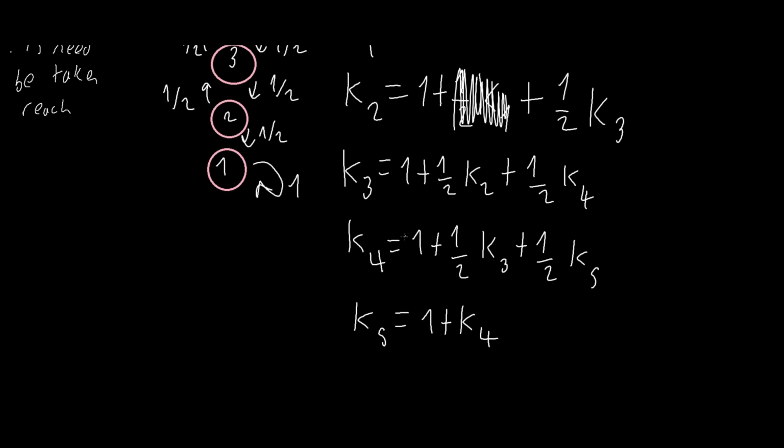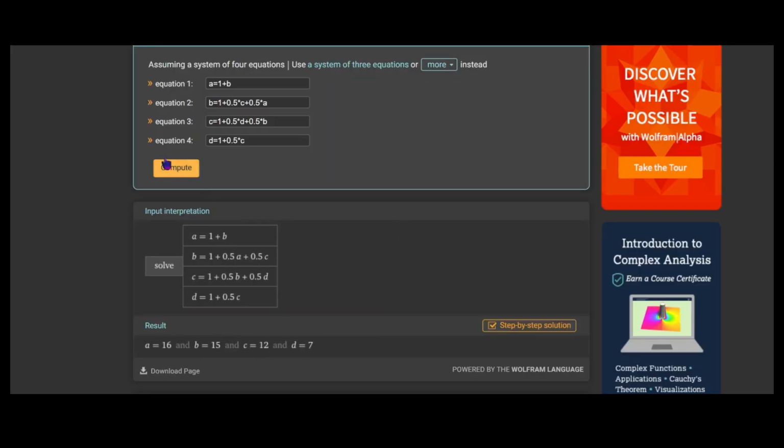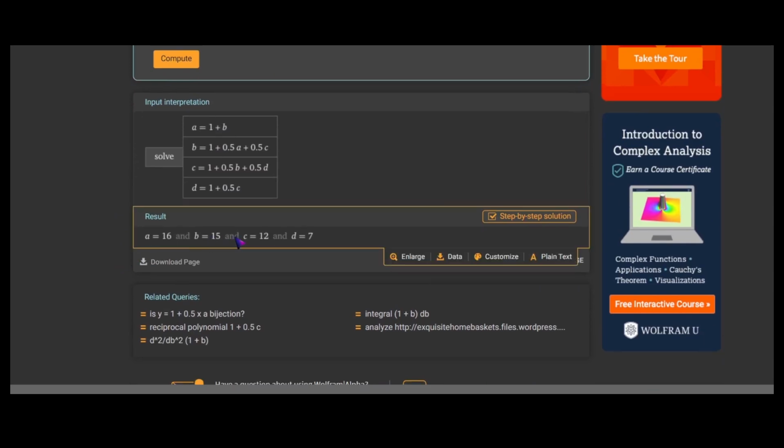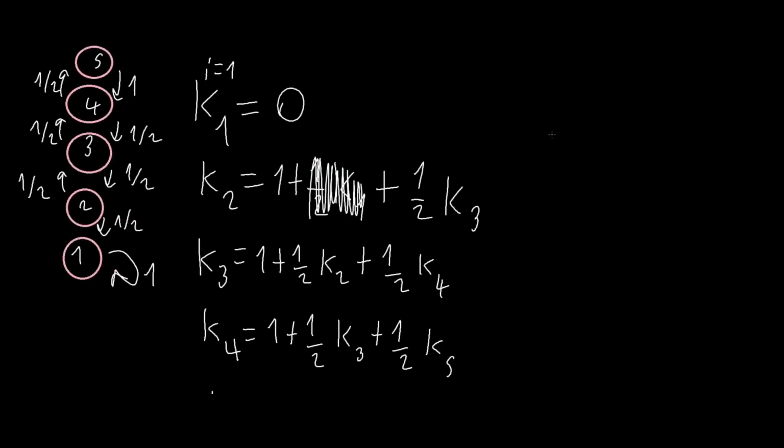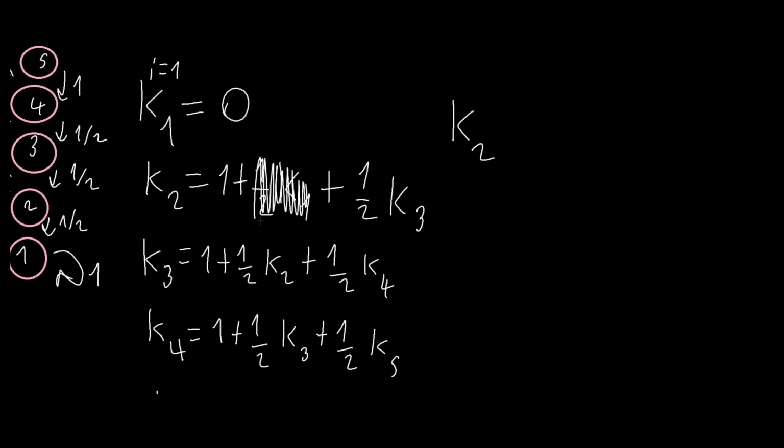Or we can just head into Google. And I entered my equations, as you can see. And it generates the solutions for us. So A is 16, 15, 12, 7. So when you calculate the answers for these solutions, K2 is going to be 7, K3 is going to be 12, I guess, right? Yeah. K4 is going to be 15, and K5 is going to be 16.